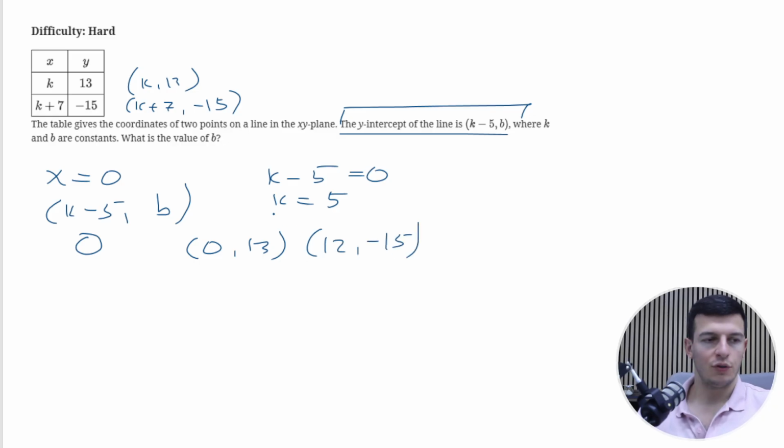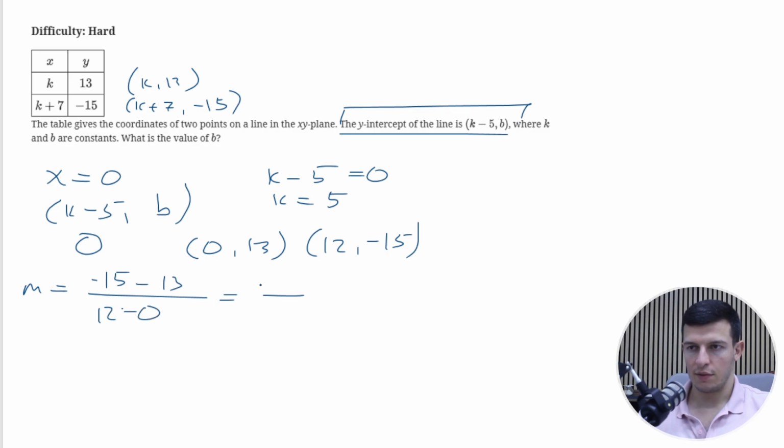So now I have 2 points. If I have 2 points, I can use the slope-intercept form to find my equation. But before that, I need to find my slope. So the slope is going to be y2 minus y1, negative 15 minus 13, divided by 12 minus 0, and that's going to be not 0. Did I do something wrong? Yes, I did. This one needs to be 5. So 12 minus 5. Negative 28 divided by 7, so negative 4.